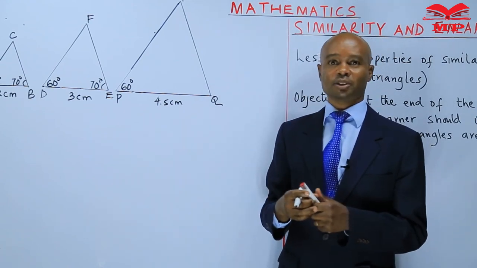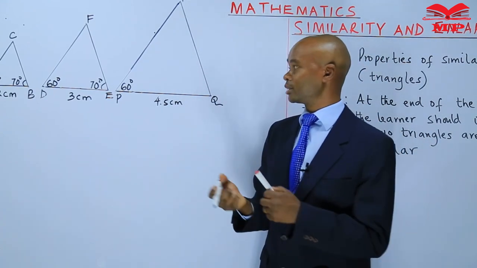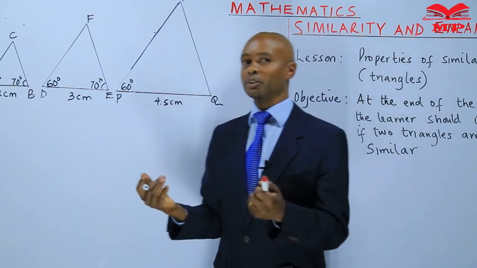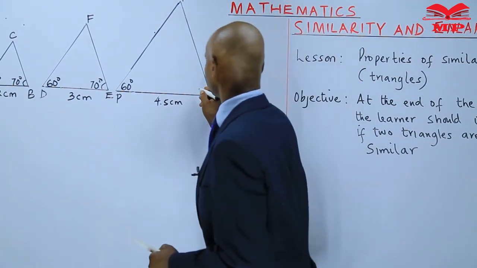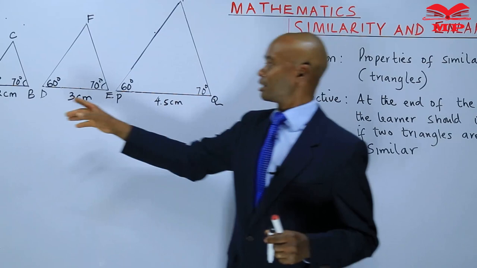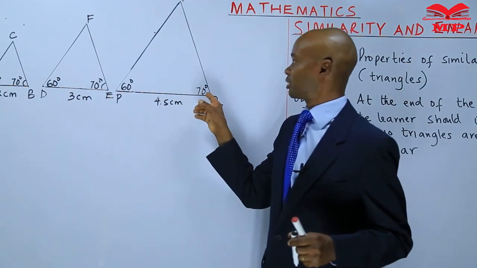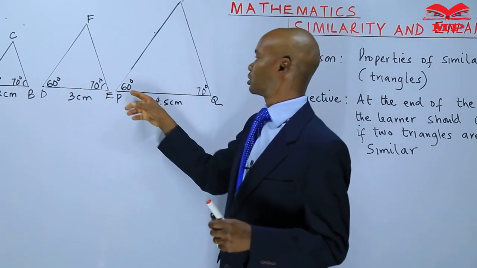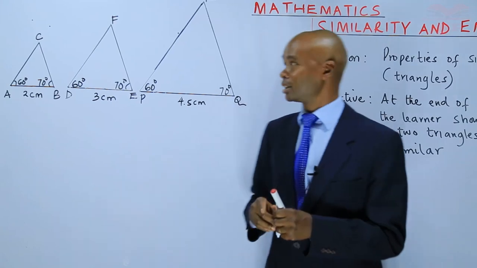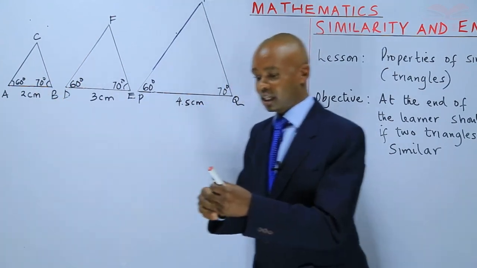We'll go back to the first lesson where we said similar figures will have the same shape, but not necessarily the same size. As we move to the objective, there is a way you can determine similarity using the angles. On a look of things, we have 60 degrees, 70, 60, 70, 60, 70. The remaining angle is the balance of subtracting the sum of 60 and 70 from 180.